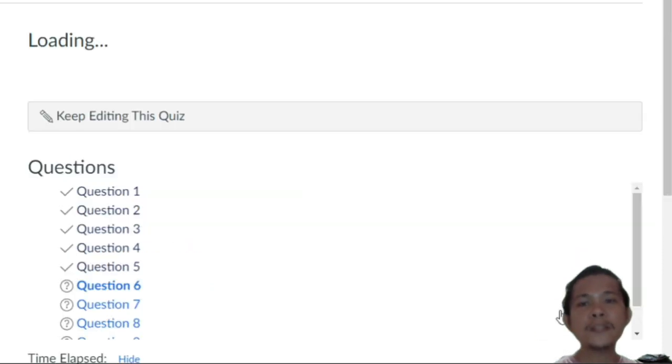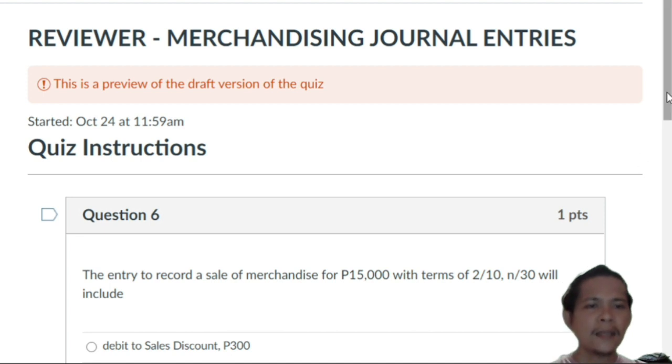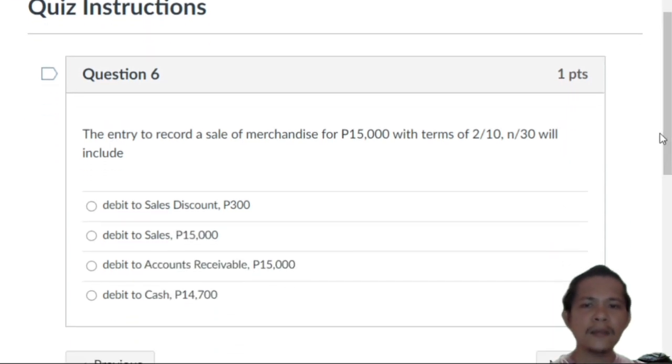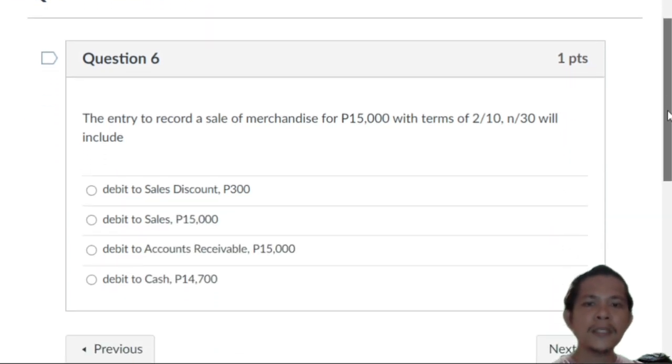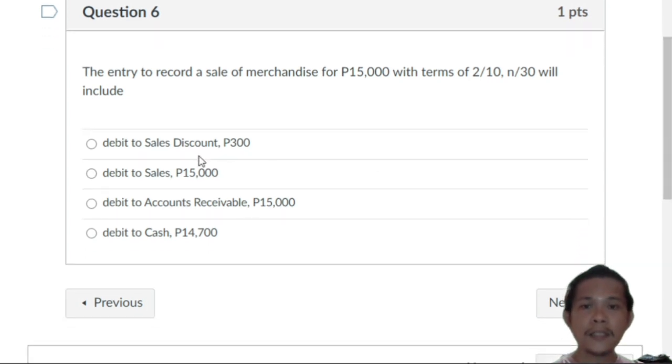Proceed tayo sa question number 6. Ang tanong, the entry to record a sale of merchandise for 15,000 with terms of 2/10 and over 30 will include debit to sales discount for 300, debit to sales for 15,000, debit to accounts receivable 15,000, or debit to cash 14,700. Ang tanong is entry to record a sale.